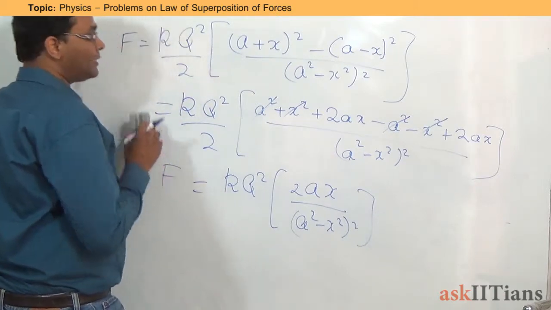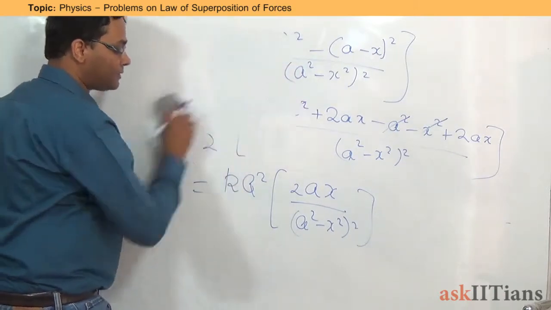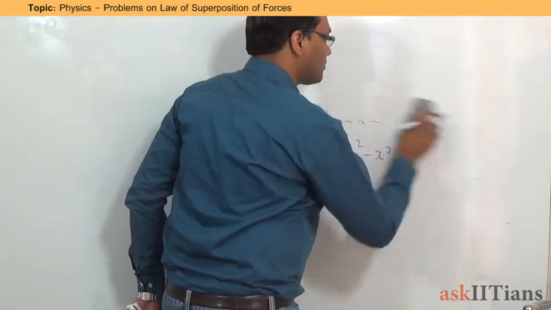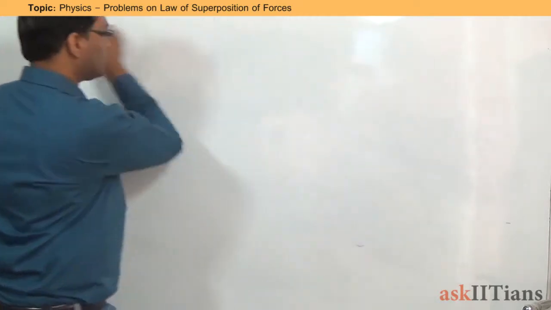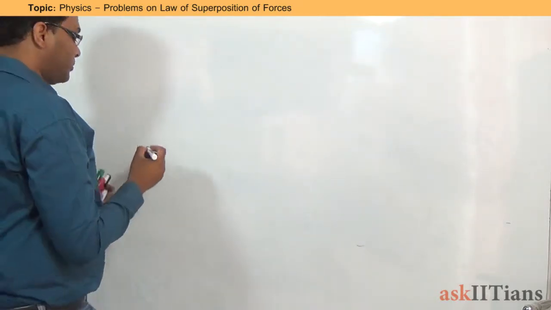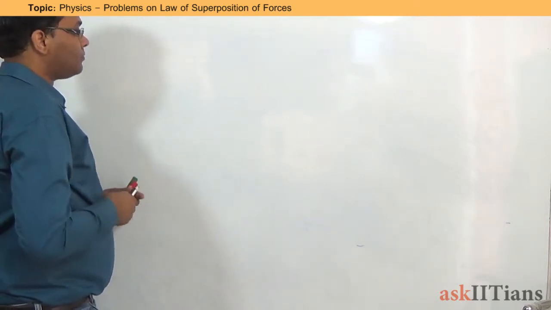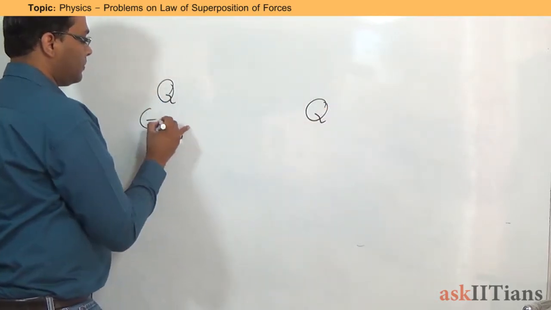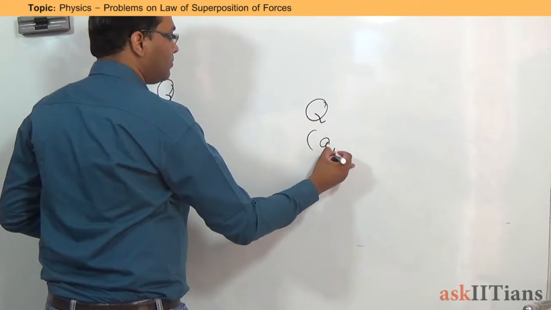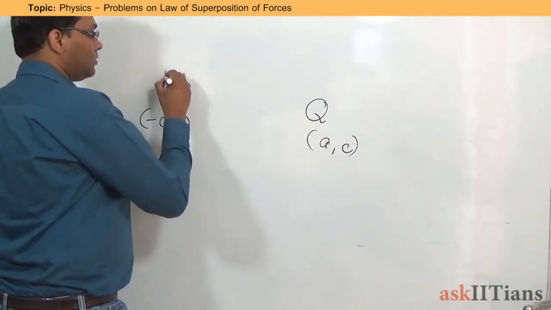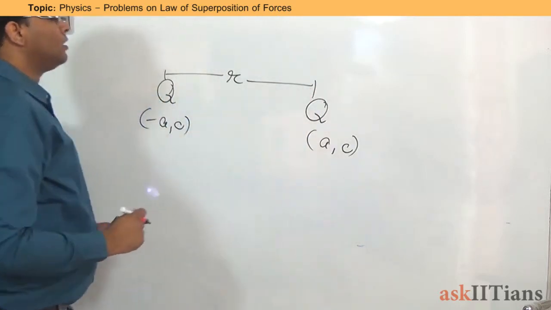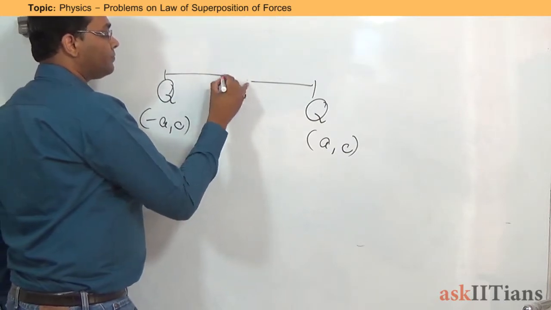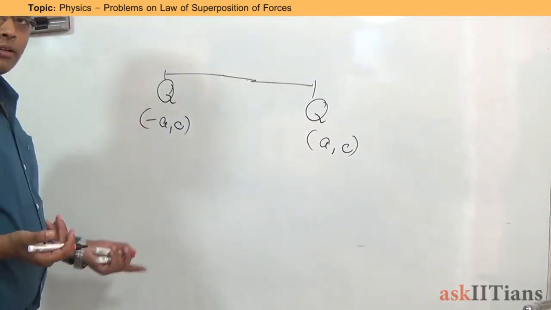Now let's try to do the same thing when it is being displaced along the y-axis. Let's see what we get. Okay. So putting the same figure again, I have the charge Q, I have the charge Q at minus a comma 0 and plus a comma 0. The distance between them is r, and sorry, the distance is not concerned. Okay, these are placed along the x-axis.